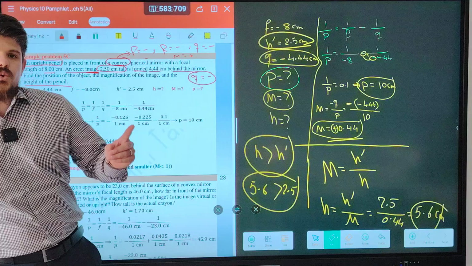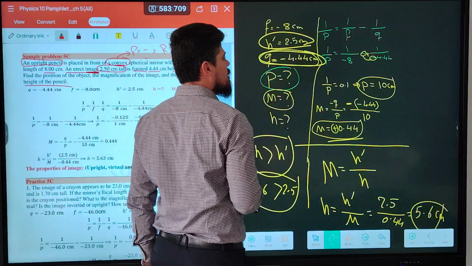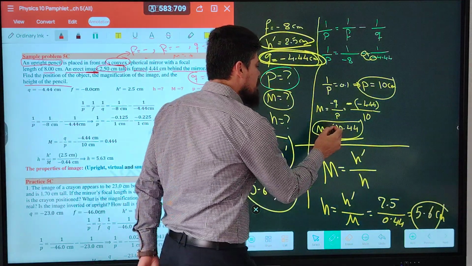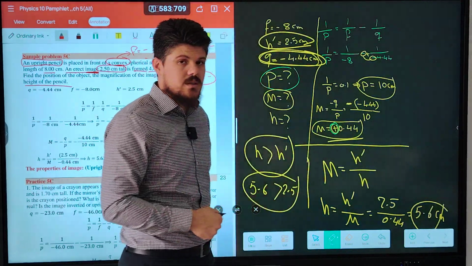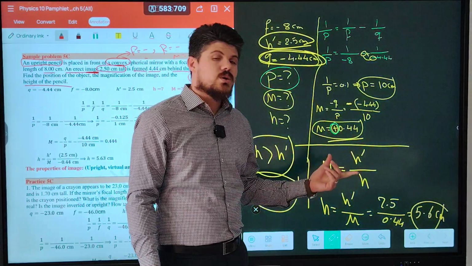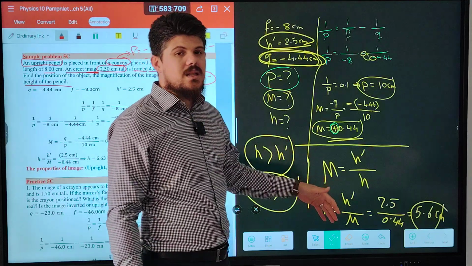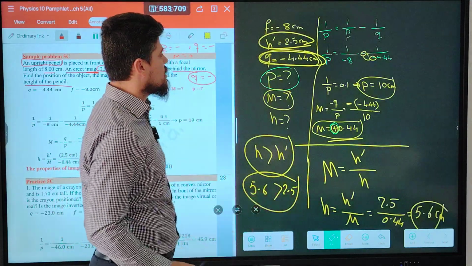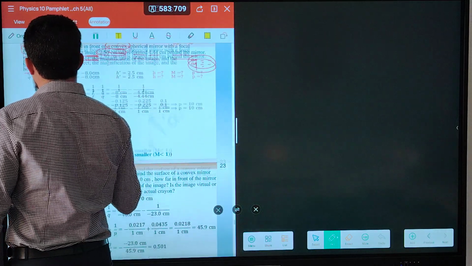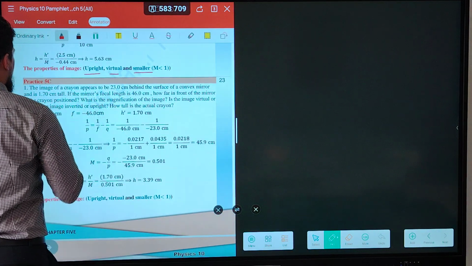Guys, is this image real or virtual? It should be virtual. Why? Because it is located behind the mirror, Q is negative. Is this image upright or inverted? Upright. Why? Because the sign of M is positive. Is this image smaller or magnified? Smaller, because less than 1. 0.44 is less than 1. Is the object's height bigger than the image's height in convex? Yes, always. This is sample problem 5C. The image is upright, virtual, and smaller.